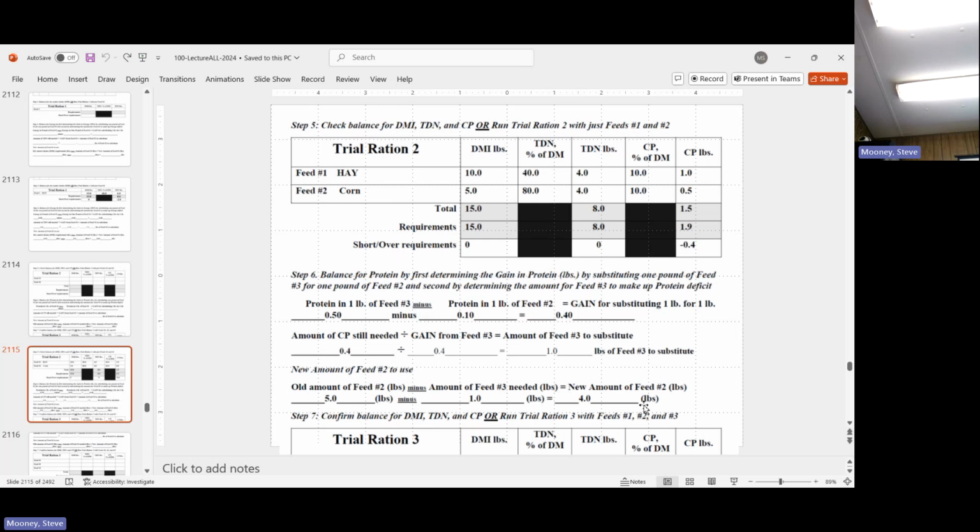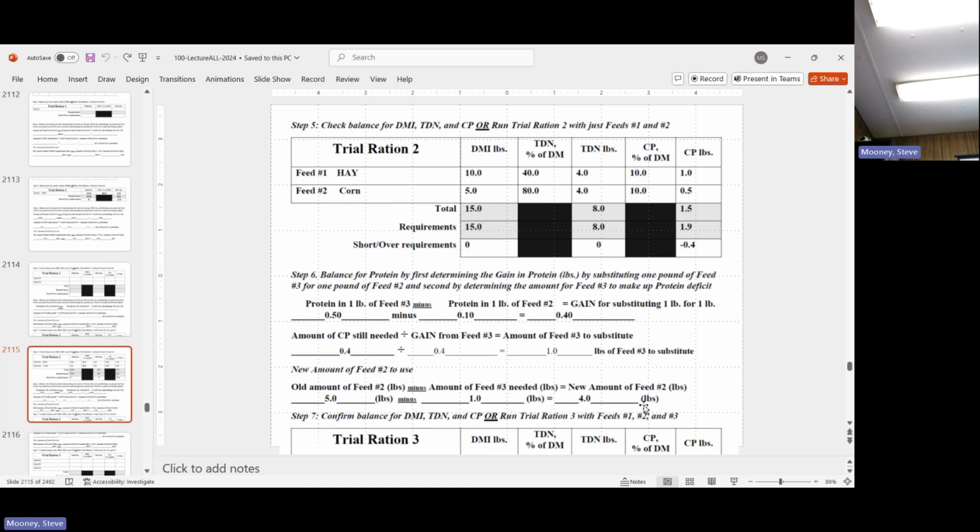So 10 times 0.4 is going to give me 4 pounds of TDN from the hay. 5 times 0.8 is going to give me 4 pounds of TDN from the corn. I add those two together. I'm provided with 8 total. My requirement is 8. I am balanced for energy.